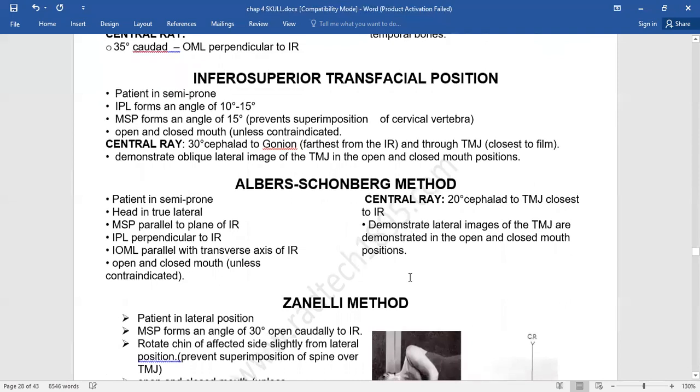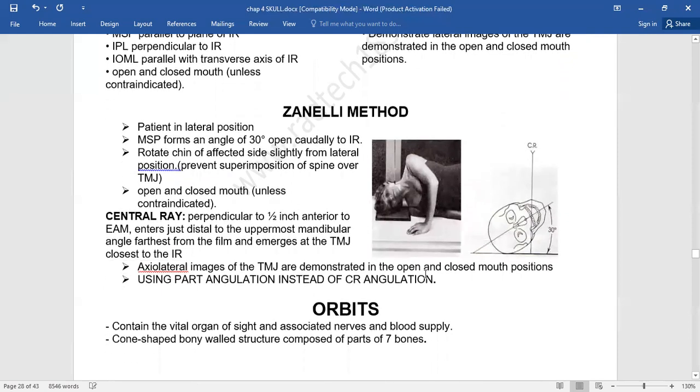Next is Albert-Schoenberg. So semi-prone then, head and two lateral. MSP is parallel. IPL is perpendicular. So open closed mouth then. So mga modifications sila depende kung ano yung area of interest. Best demonstrated the structure na kailangan ng doctor and sa condition din ng patient. So nag-iiba lang sila sa central ray. So central ray for Albert-Schoenberg is 20 degrees cephalad to TMJ closest to IR to demonstrate the lateral image of the TMJ.